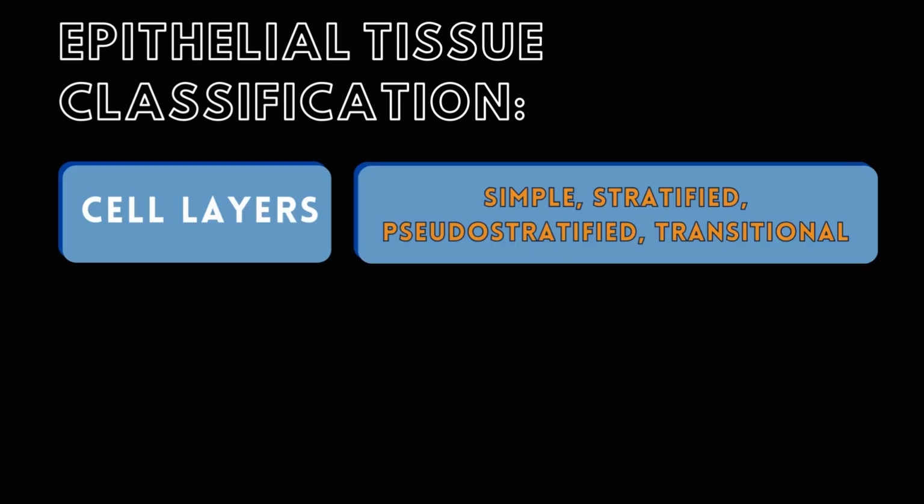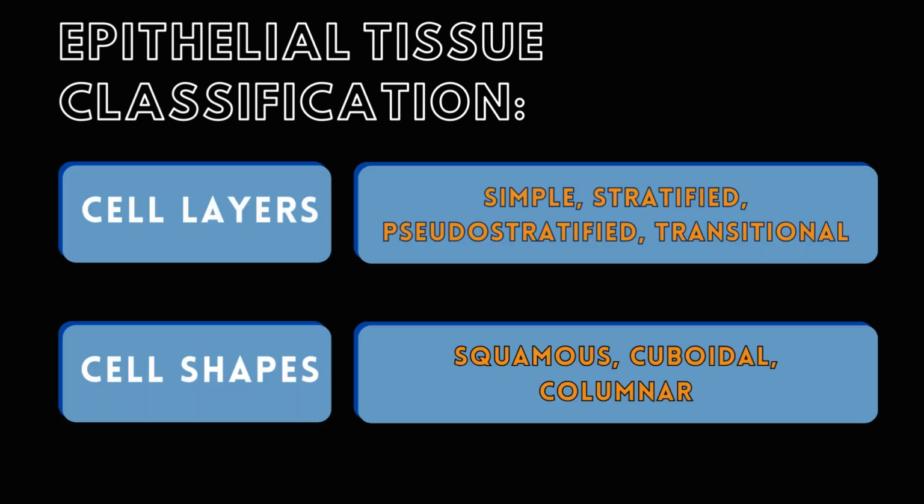Epithelial tissues are classified based on the number of cell layers they have and the shapes of the cells themselves. The primary cell shapes are squamous, cuboidal, and columnar, and the cell layer classifications are simple, stratified, pseudostratified, and transitional.